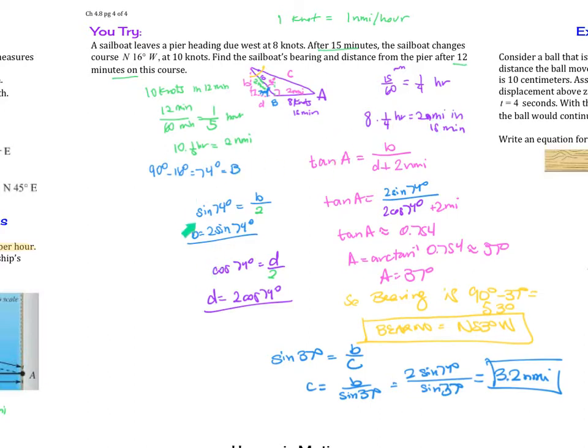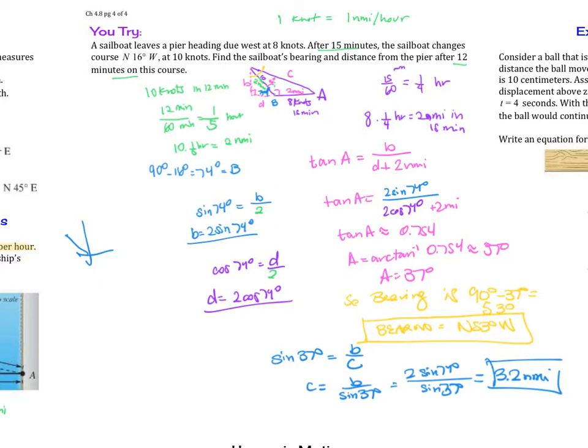Okay, so once you figure that all out, take a look at what happens here. So we figured out that B is 74 degrees. Then you can write sine of 74 to find out what B is. Use cosine to find out what D is. Then we need to find this angle here to find our bearing, and so we use tangent of A and then B over D plus 2 nmi, substituting what we need, and then we find that the angle is 37 degrees. Then to find the bearing, you take 90 minus 37 degrees, that's 53 degrees. Then remembering that it is traveling northwest, the bearing is north 53 degrees west.